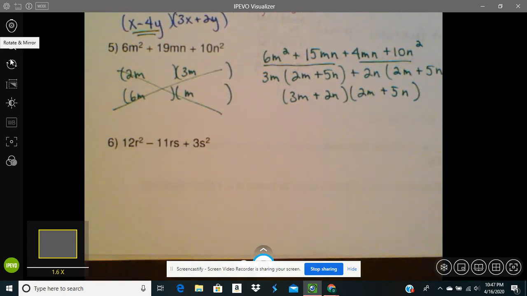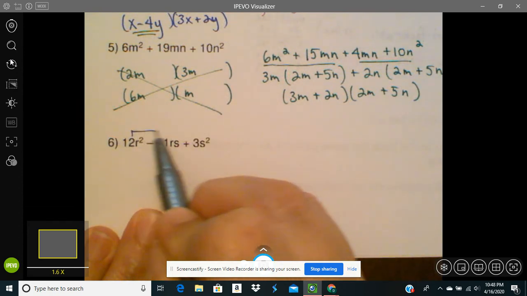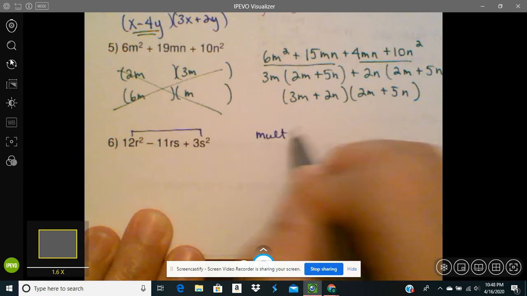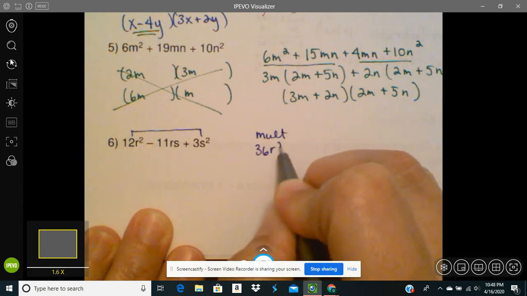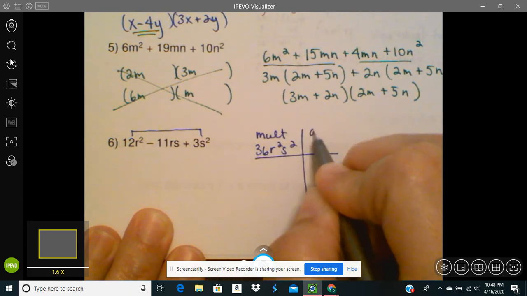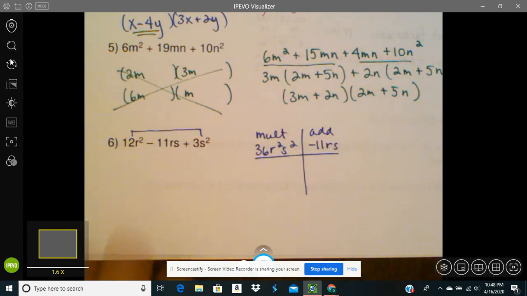Let's look at number 6, because, you know, this is what it's all about. I have to give you an example that doesn't work. Oh, I just ruined it for you. Okay. We're going to multiply 12r squared times 3s squared. So please think of two numbers that multiply to 36r squared s squared. And at the same time, they add to negative 11rs.